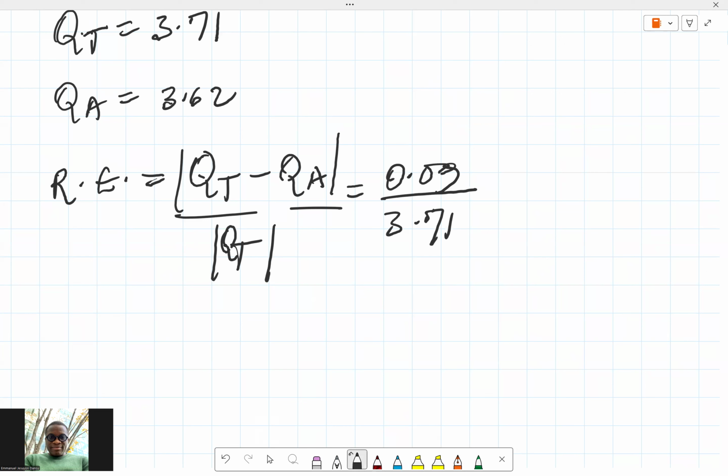0.09 divided by 3.71 is approximately 0.024, or 0.02426 to 5 decimal places. That's the relative error. So when you normalize the absolute error with the true value, then you get what is called a relative error.